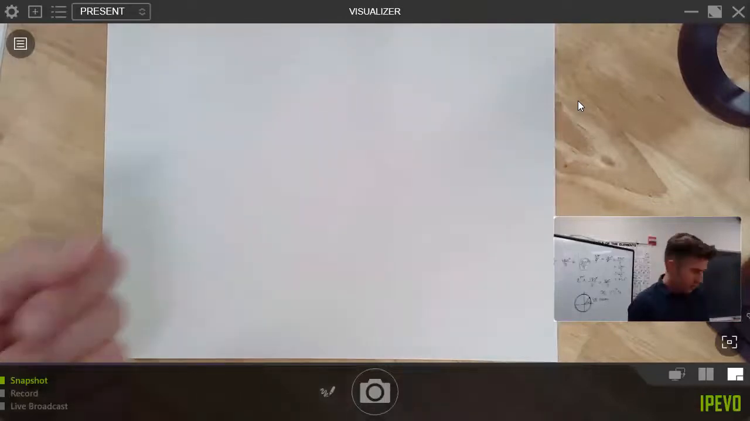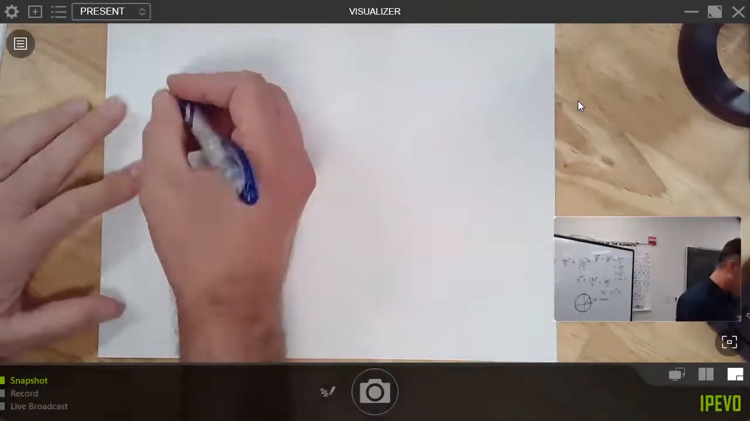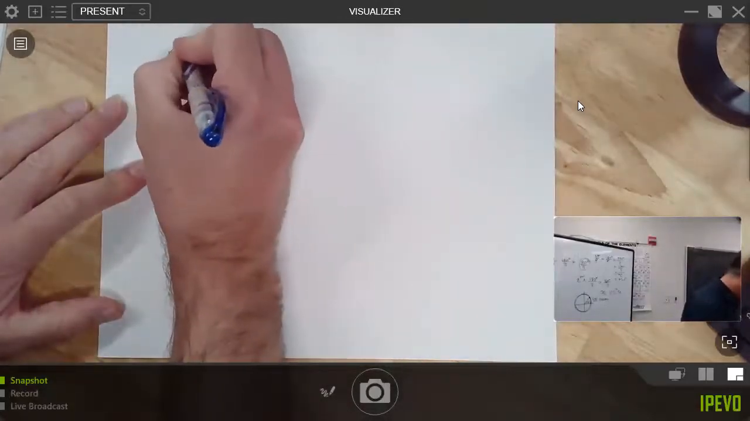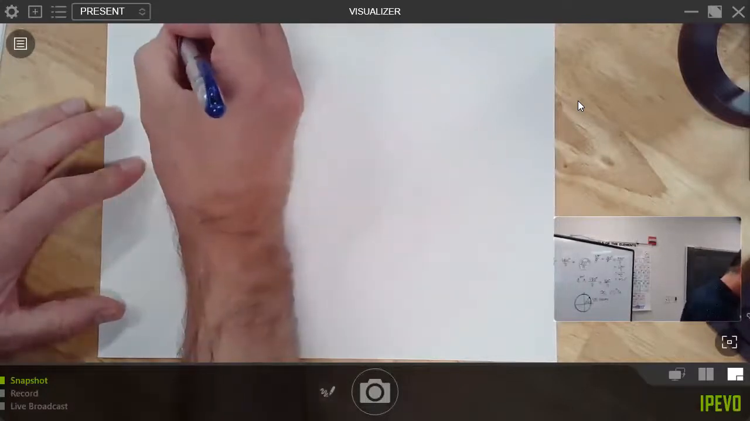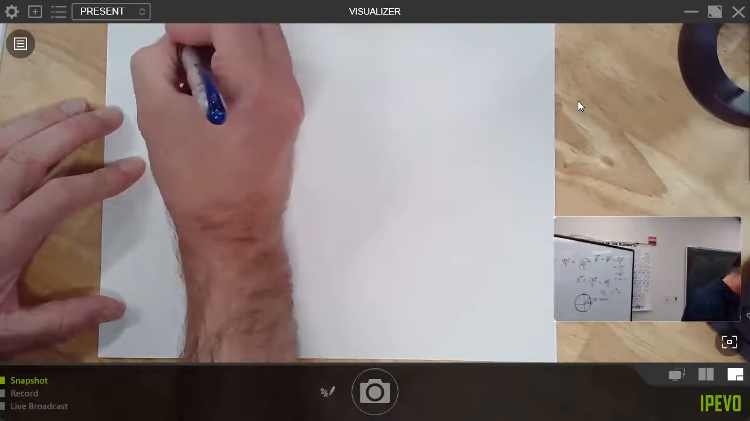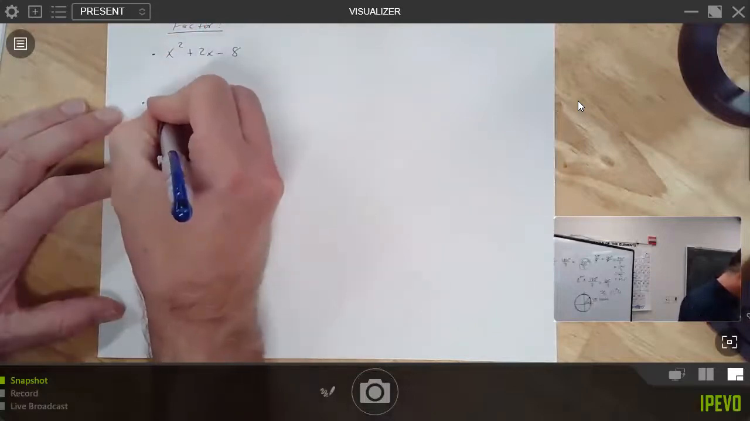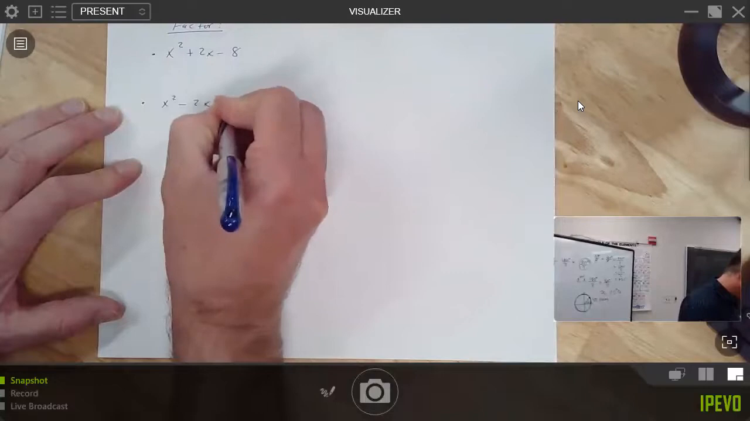And we could go on, right? Like we could look at something like, in fact, I want to do these 2 examples. So let's look at x squared plus 2x minus 8 versus, and again, we're still factoring, x squared minus 2x minus 8.